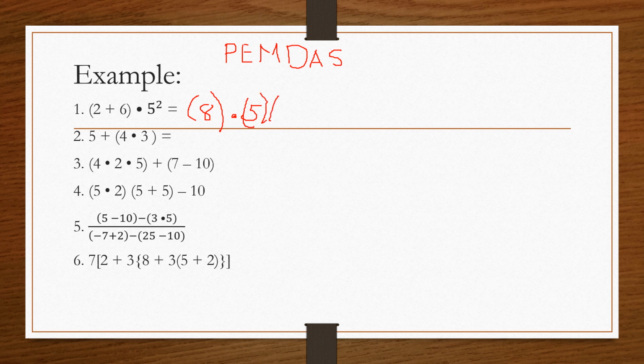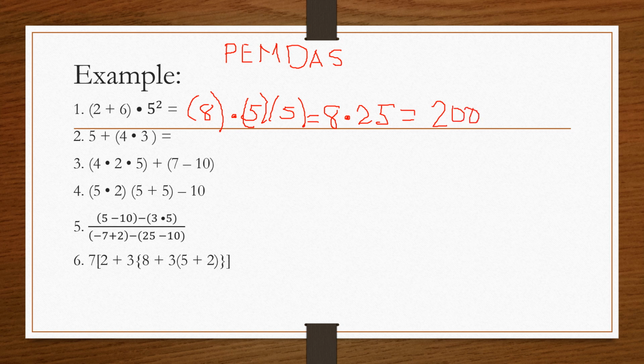5 times 5. Okay. So, we have 8 times 25 is equals to 200, no? But ang laki naman. So 200. Okay, so that is 200.